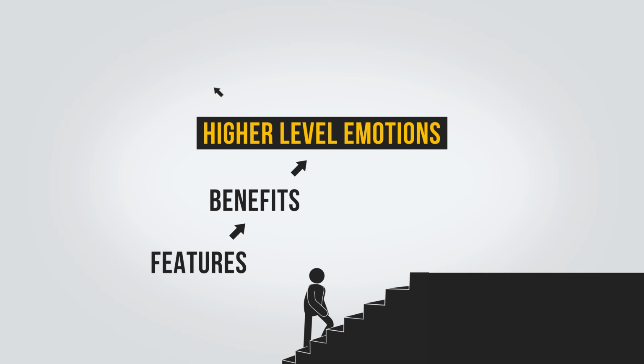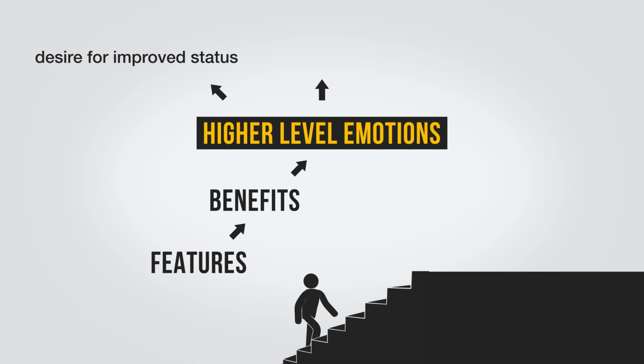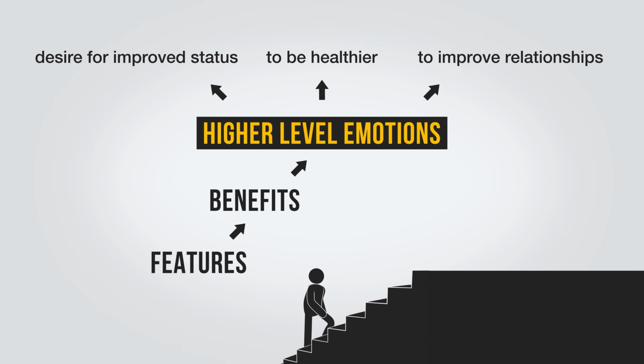Now, when you keep going up the ladder of emotions, eventually you only get to a few different options. You keep asking why, and you only get to a few different options, sort of core human desires. And it's a desire for improved status, to be healthier, or to improve relationships, effectively. So if you think about going through the example, okay, 50% off gym membership, why do they want to join the gym? To lose weight.